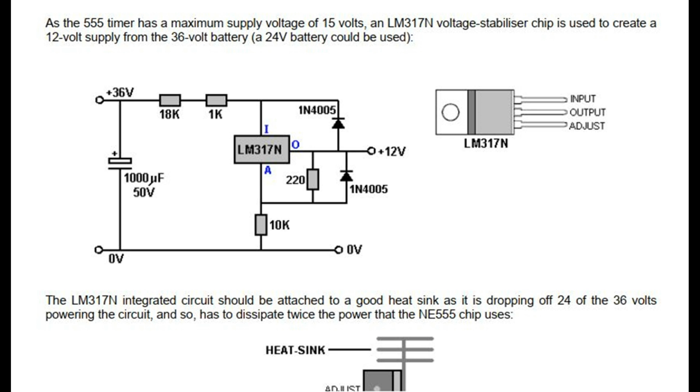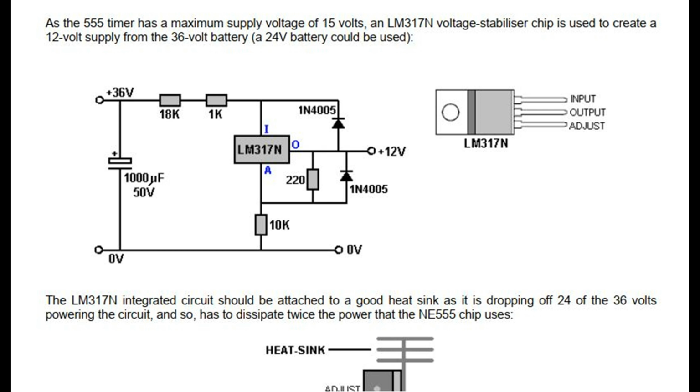As the 555 timer has a maximum supply voltage of 15 volts, an LM317N voltage stabilizer chip is used to create a 12-volt supply from the 36-volt battery. A 24V battery could be used. The LM317N integrated circuit should be attached to a good heatsink, as it is dropping off 24 of the 36 volts powering the circuit, and so, has to dissipate twice the power that the NE555 chip uses.